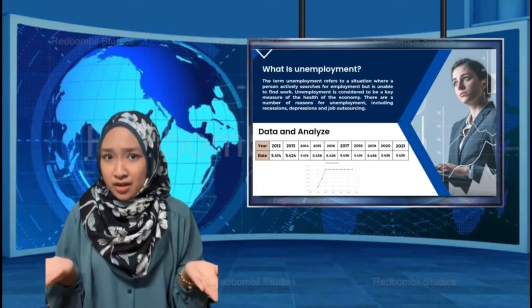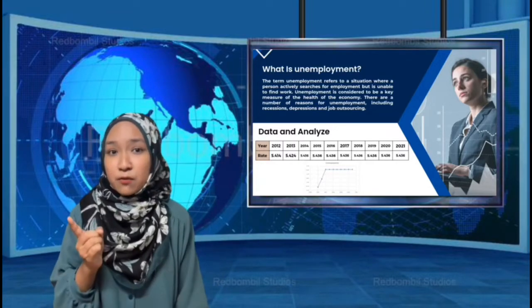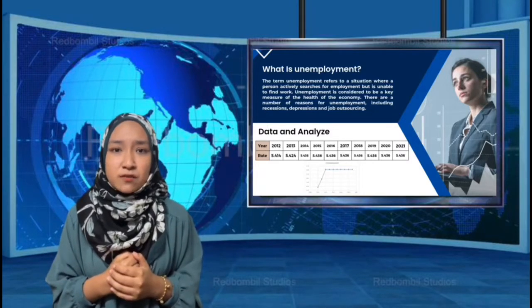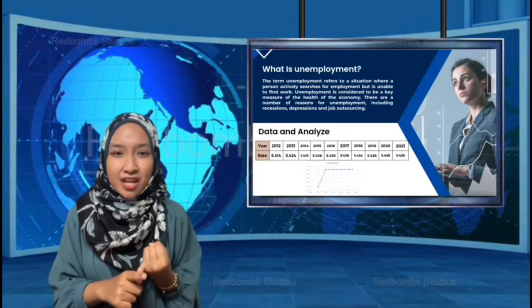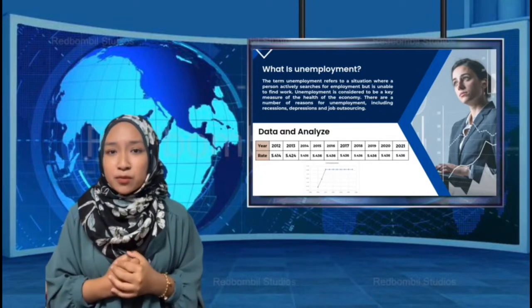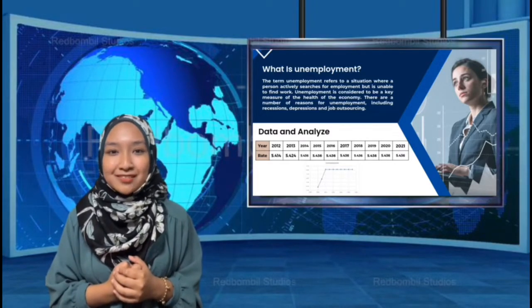What is unemployment? The term unemployment refers to a situation where a person actively searches for employment but is unable to find work. There are a number of reasons for unemployment, including recession, depression, technological improvement, and job outsourcing. Unemployment is considered to be a key measure of the health of the economy.